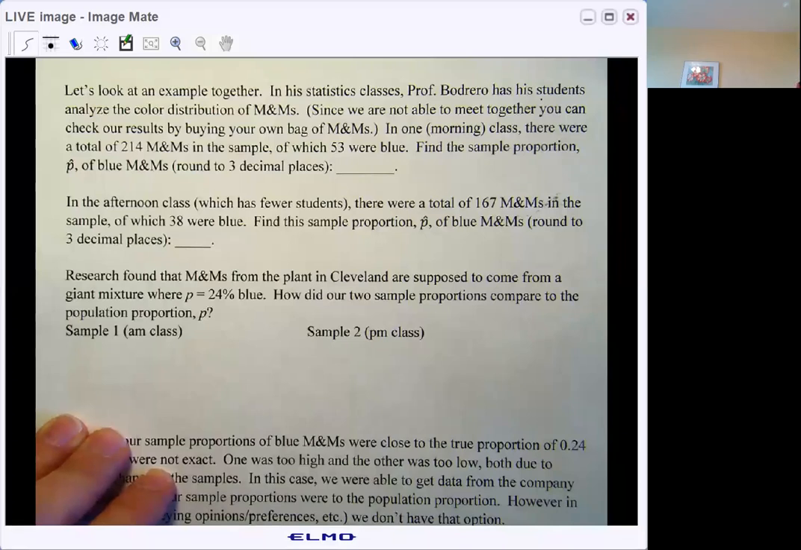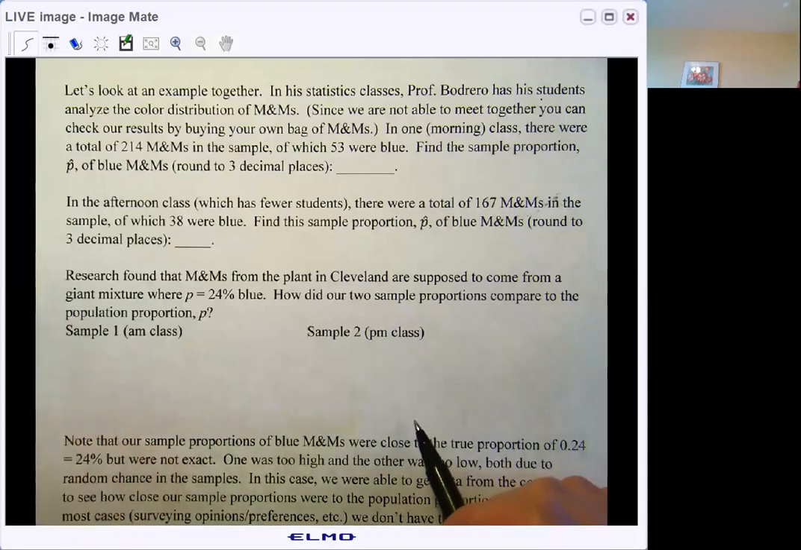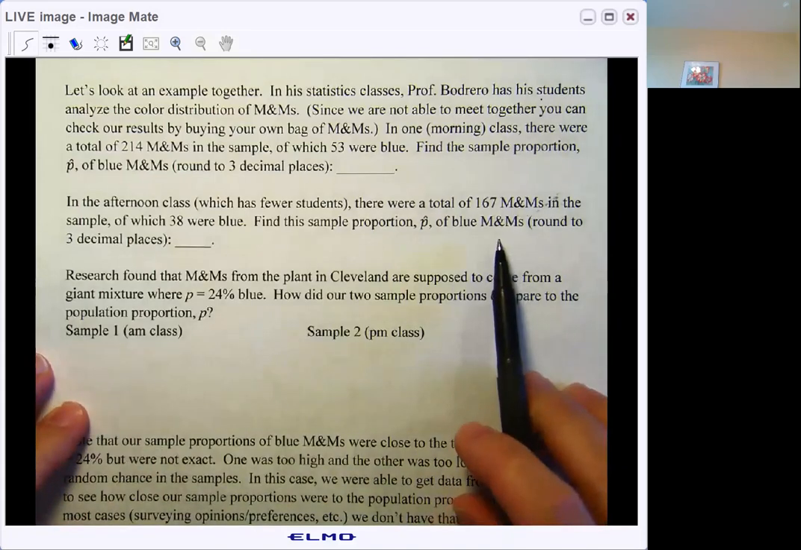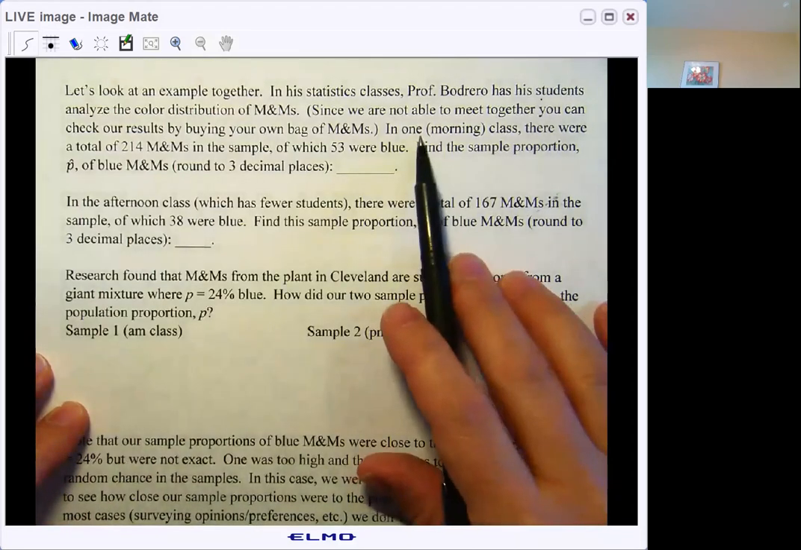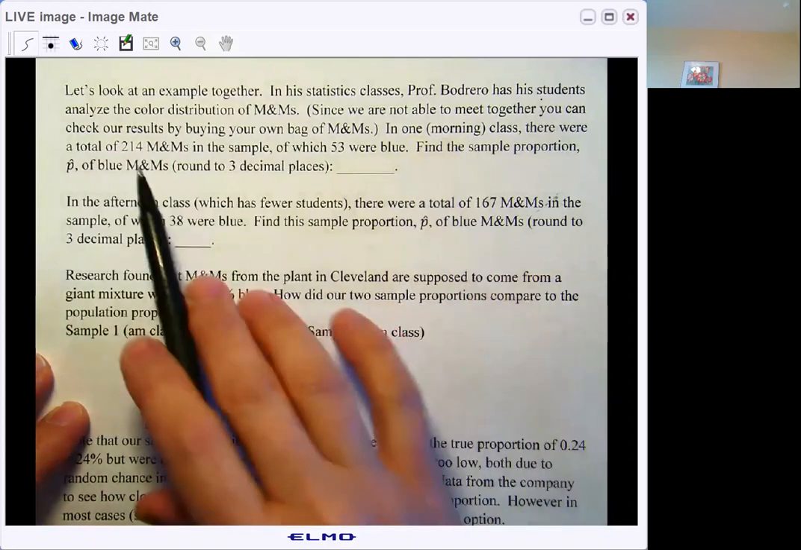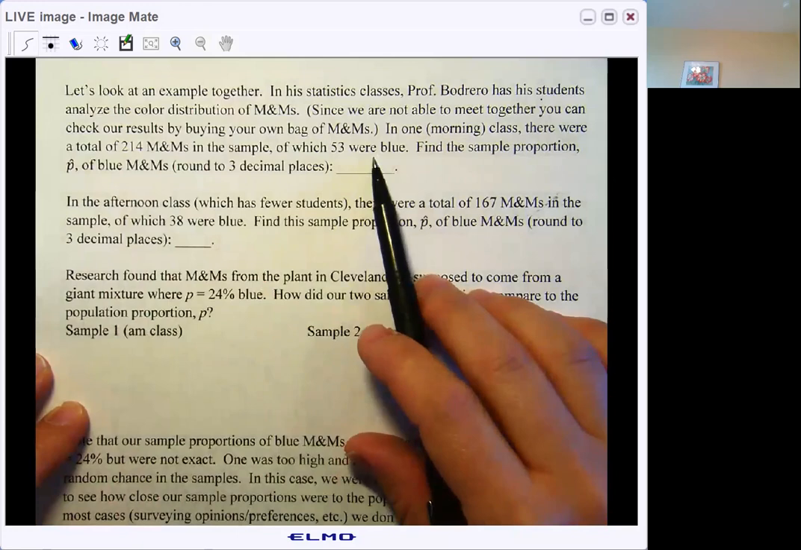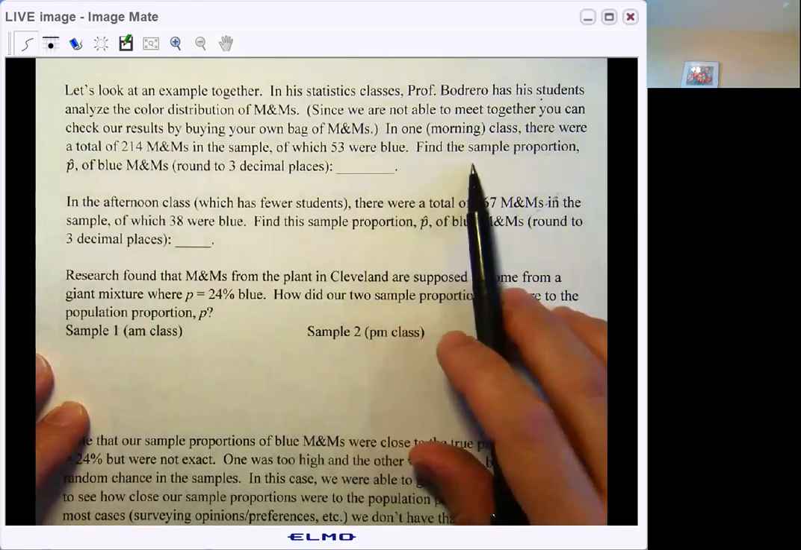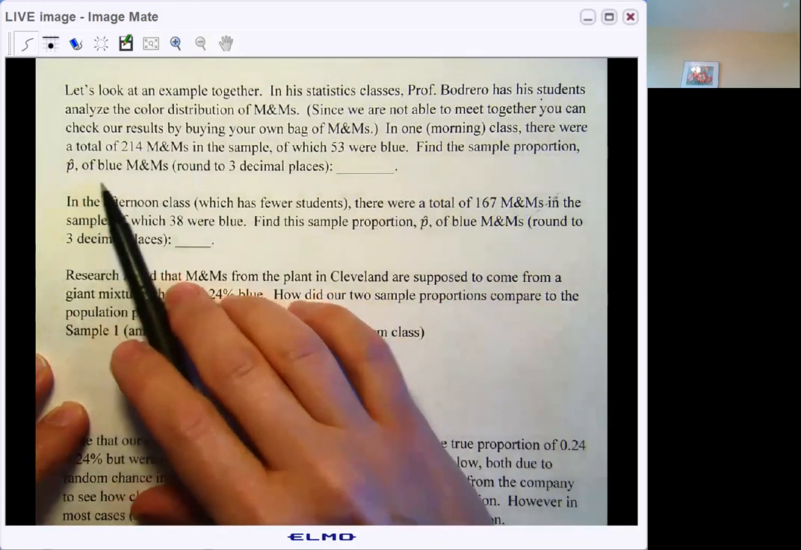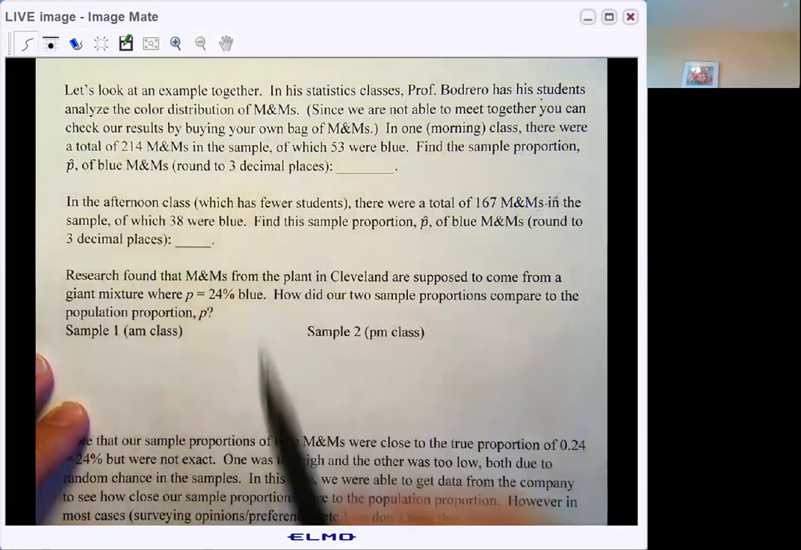In my statistics classes, I have my students analyze the color distribution of M&Ms. It's a sweet example because the kids get to eat the candy when they're done. In one class in the morning, there were a total of 214 M&Ms in the sample, of which 53 were blue. Find the sample proportion p hat of blue M&Ms rounded to 3 decimal places.